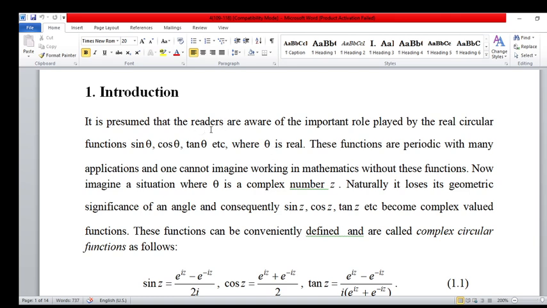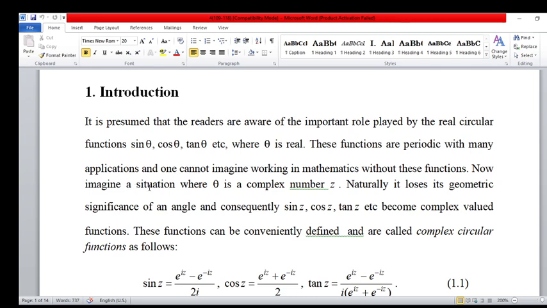It is presumed that the readers are aware of the important role played by the real circular functions sin theta, cos theta, tan theta, sec theta, cosec theta, cot theta, etc., where theta is real. These functions are periodic with many applications. One cannot imagine working in mathematics without these functions.